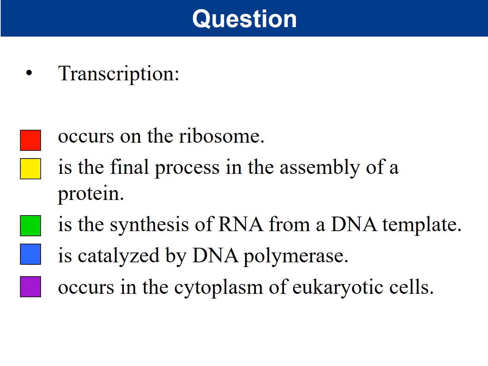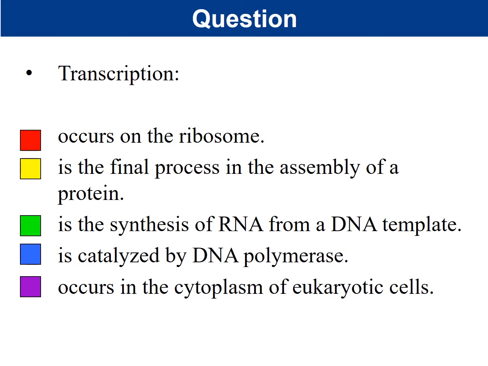It's not red, occurs on the ribosome, and that's because transcription doesn't occur on the ribosomes, translation does, right? So translation is where we read the mRNA and we put in the appropriate amino acids. And so translation occurs on the ribosomes, but not transcription. It's not yellow, is the final process in the assembly of a protein. That's not true because this happens before the protein is even being made.